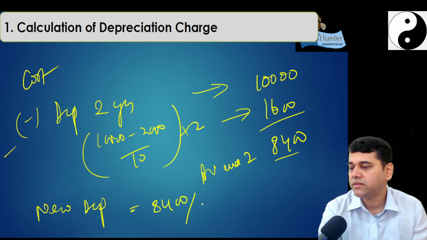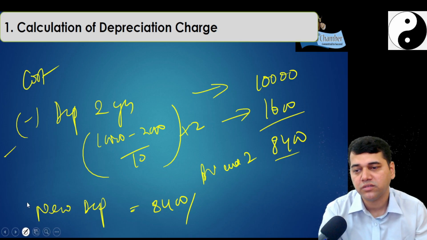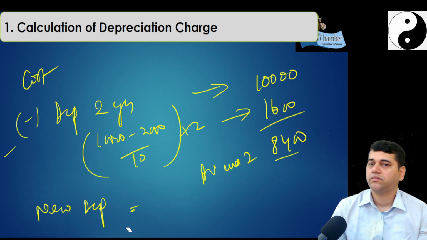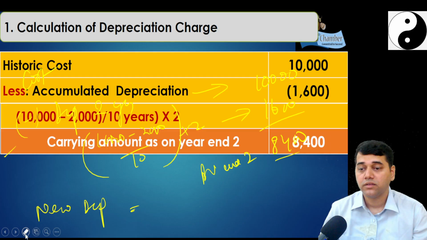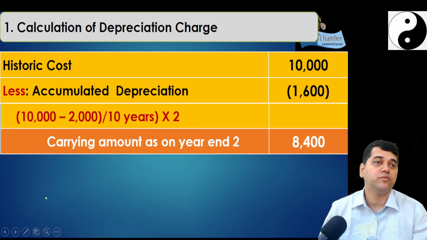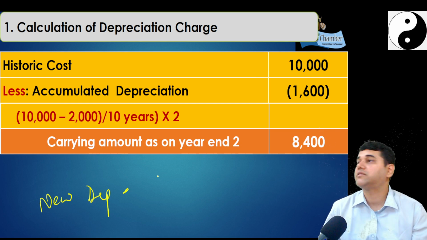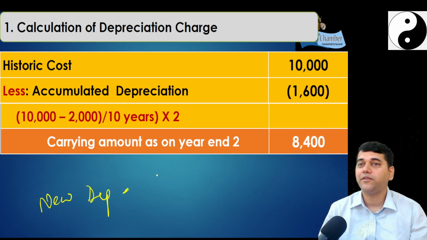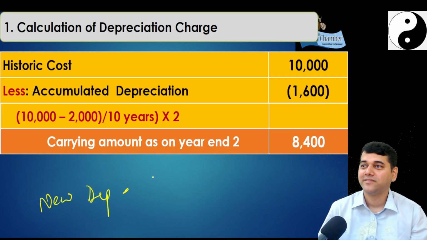8,400 divided by. Can you tell me what is my new depreciation? So you got 8,400, no? Everyone? Students, you can also pause the video, work out the new depreciation. New depreciation. 2,100.